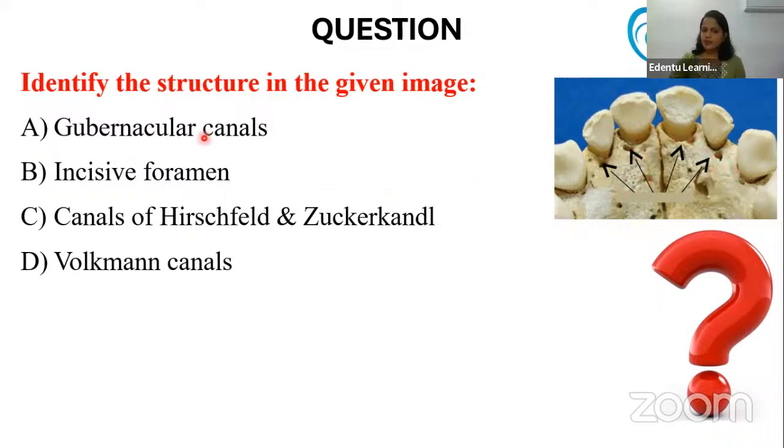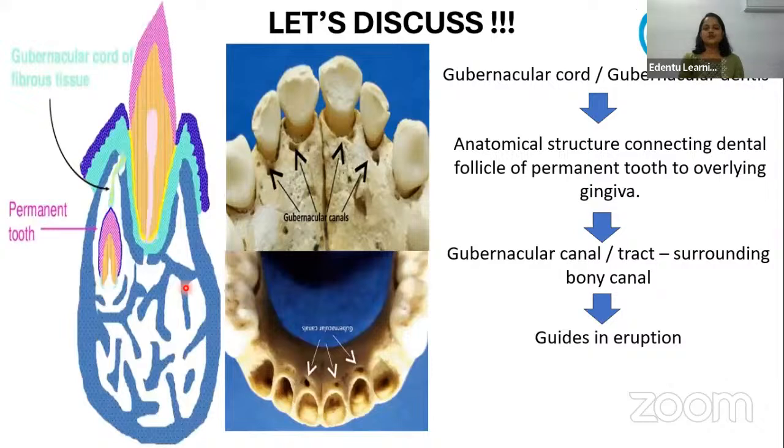Okay, is it gubernacular canals, or is it an incisive foramen, or is it canals of Hirschfeld and Zuckerkandl, or is it Walkman's canal? Okay, actually it is option A, gubernacular canals. So what are these gubernacular canals? These gubernacular canals are usually seen on the lingual side of the permanent teeth, which have deciduous predecessors.